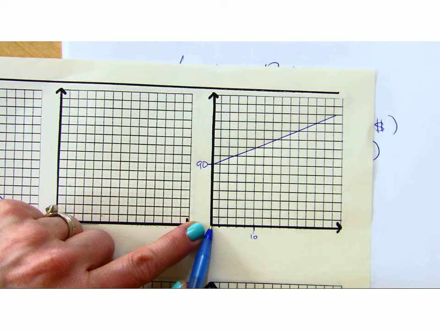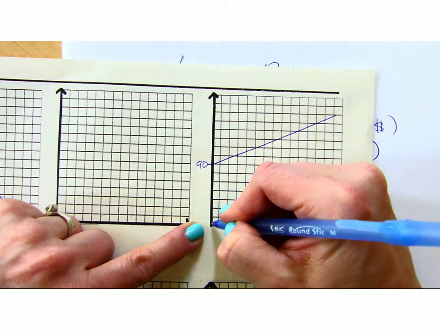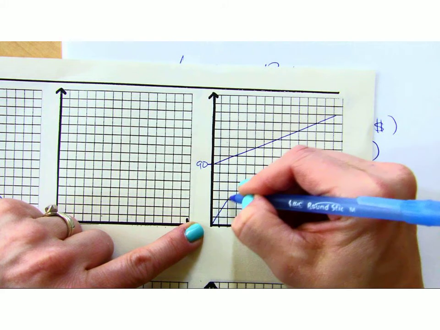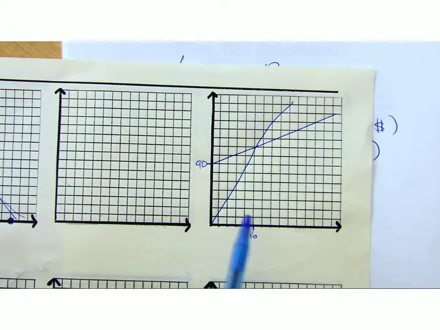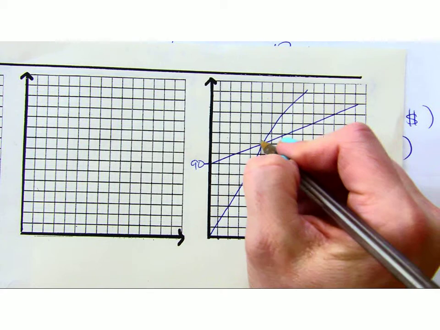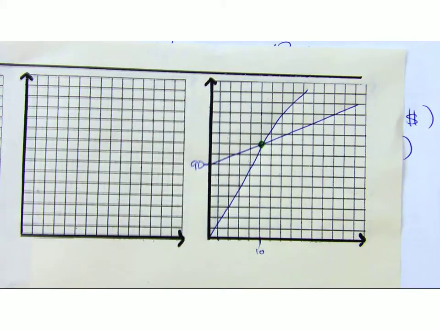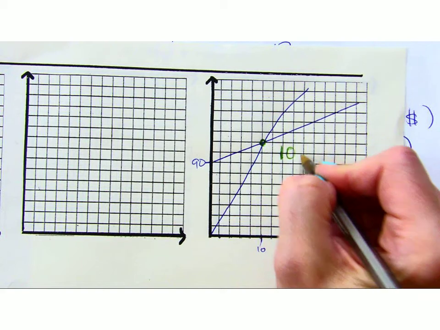I don't have $90, but it's going to be a lot steeper because it should be straight, because it's $13 a visit. What happens right here? It doesn't work out perfectly, but that is the point 10, comma, 130.